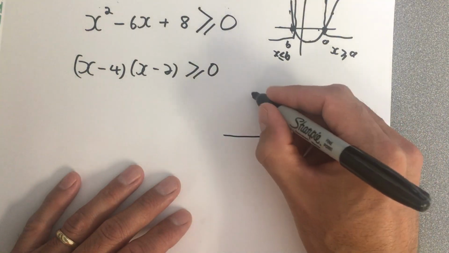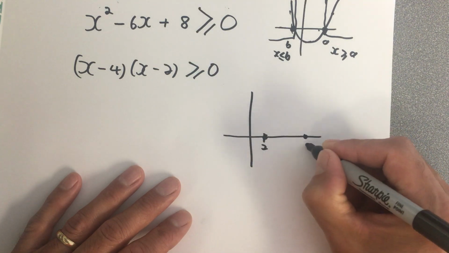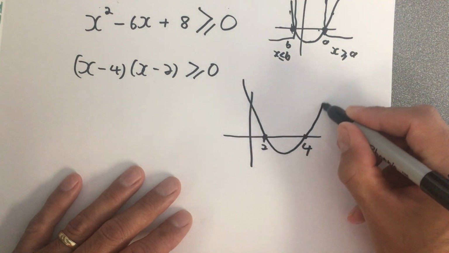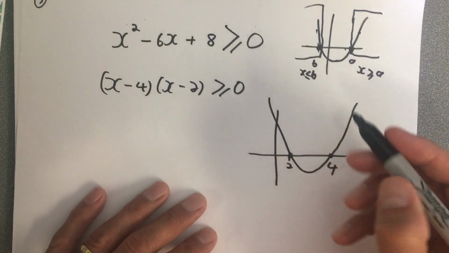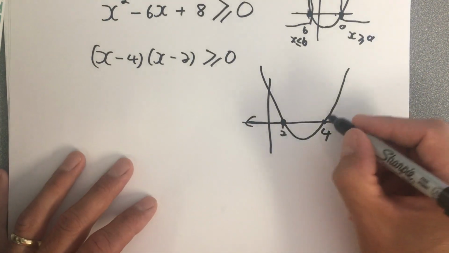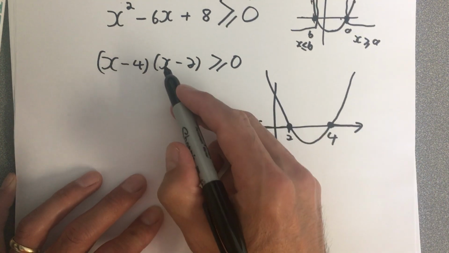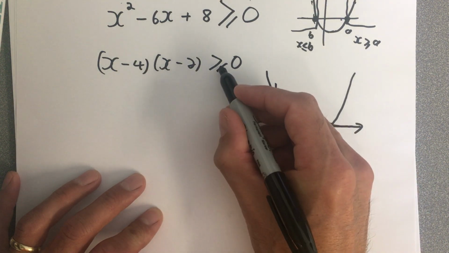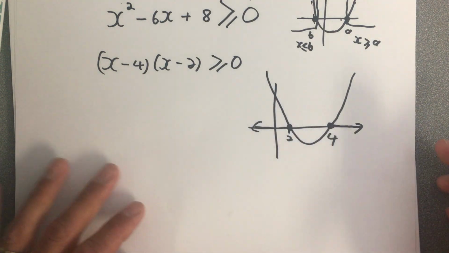So to plot this out, I have roots at 2 and 4. And this opens upward. So my entire quadratic is greater than or equal to 0 for all of these values going this way, or all of these values going that way. When I'm in the middle, my quadratic is less than 0. On the roots, my quadratic is equal to 0, which is what I want, and then to the right of this root and to the left of that root.